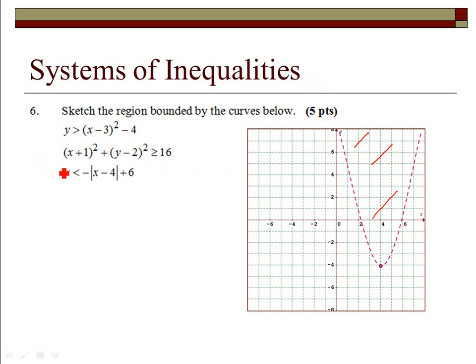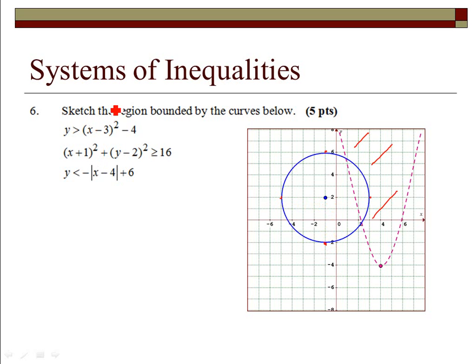Next one is a circle. My center is at -1, 2. Radius is 4. So I'll go out 4. I'll go 1, 2, 3, 4. Up 4. Backwards 4. Down 4. And then I can draw my circle.